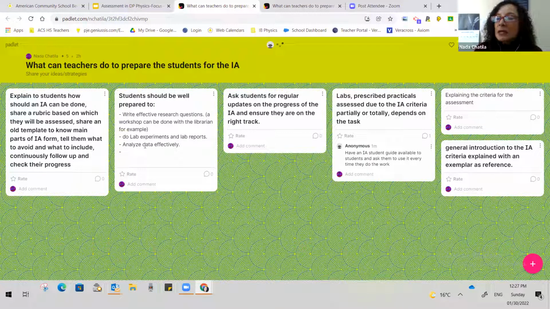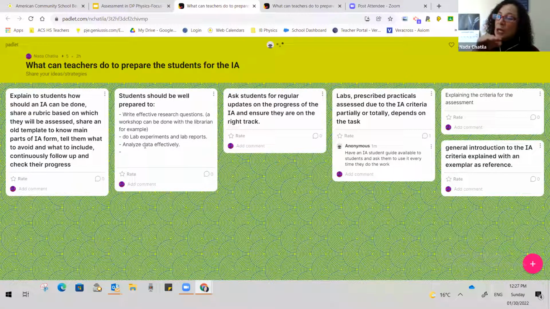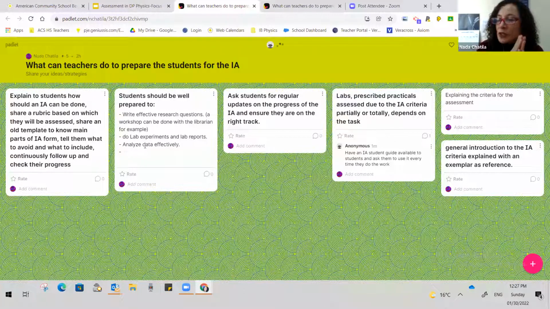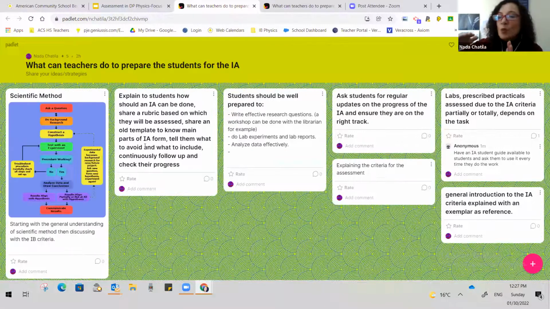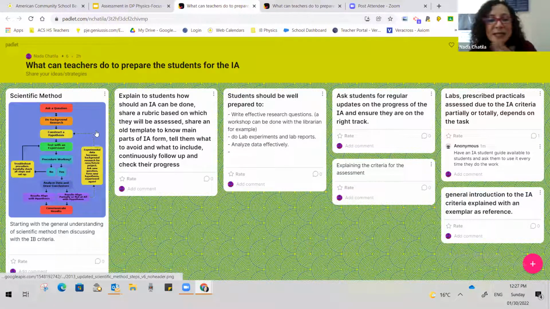One of the things that we can do is to gradually move away from our cookbook recipe, very well structured experiments at the beginning of the first year, so that it becomes more and more independent. They have to come up with the procedure, with the method. They have to come up later on with the research question, to become more and more student-centered.